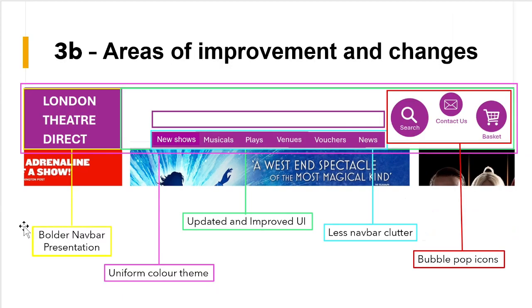So we have 5 most important changes. We have a bolder nav bar presentation here to link back to the homepage. More uniform color theme, seamlessly fits in the background, white. Updated, improved UI. So there are less navigation links, which offers a better user experience, and a lower nav bar clutter. And then we have the bubble pop icons for search and contact us and the basket, which were more aesthetically pleasing to the users.